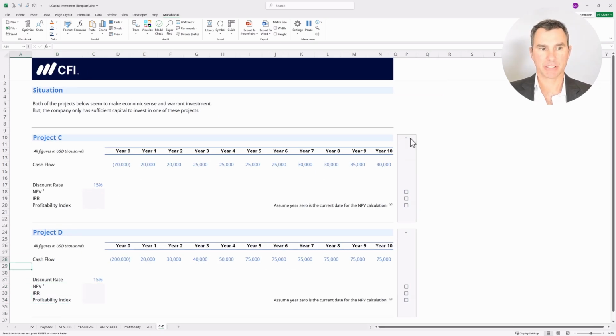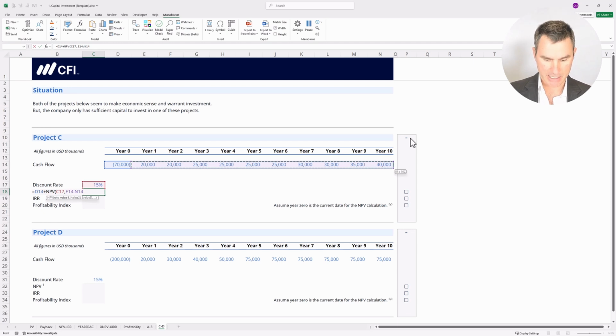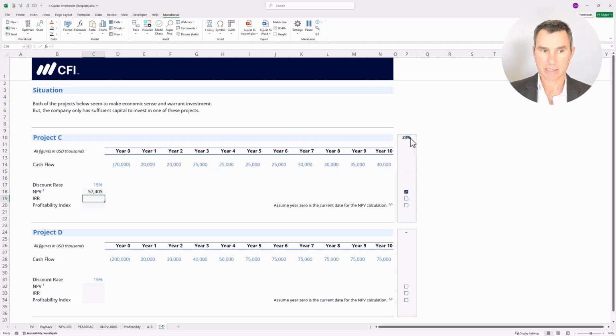All right, let's start by putting in a very similar formula here for NPV equals negative cash flow plus NPV, open the bracket. The rate is here, 15, comma. Let's grab the cash flows from year 1 all the way to the end, close the bracket, and hit enter. Now for the IRR equals IRR, open the bracket. We're just going to grab all of the cash flows like this and hit enter. And now for the profitability index equals, open bracket, the NPV, and we want to add the investment. So we're going to subtract this negative cash flow here, close the bracket, divided by negative this figure here, and we're going to hit enter.